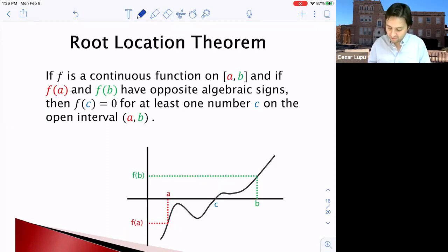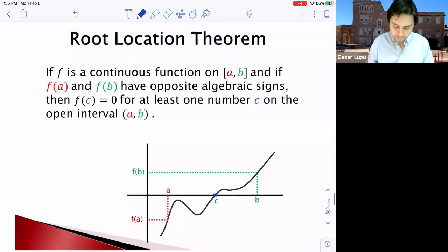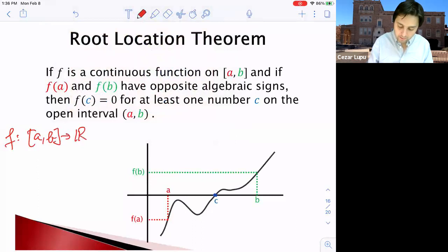As you can see on the graph here, it has to go through this point here, right? For which f of c is 0. It has to cross the x-axis. Let me just write this a little bit more mathematically. So f, in fact, let me write it with a different color, so f defined on a closed interval [a, b], and real valued. This is continuous.